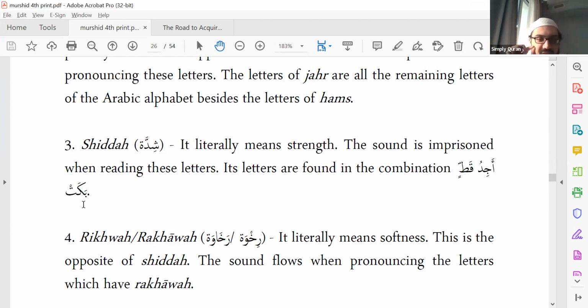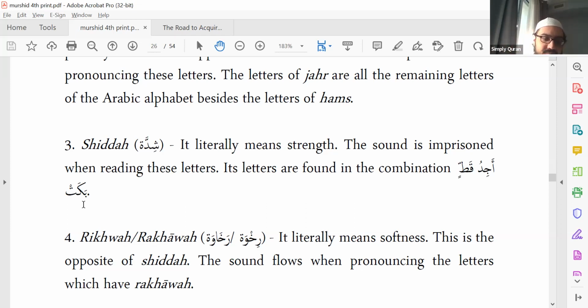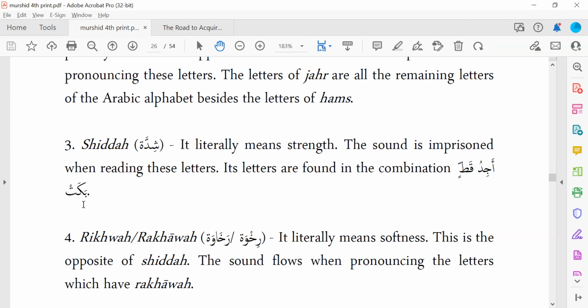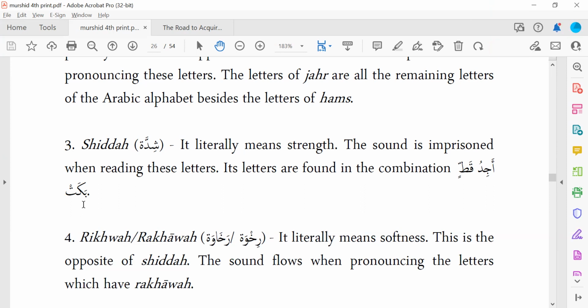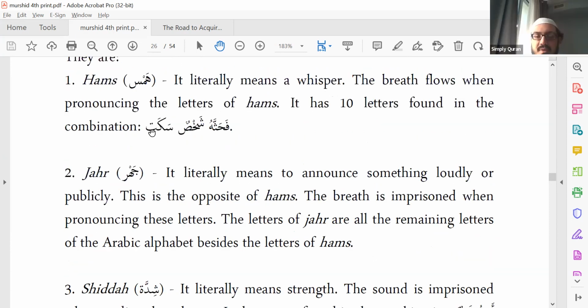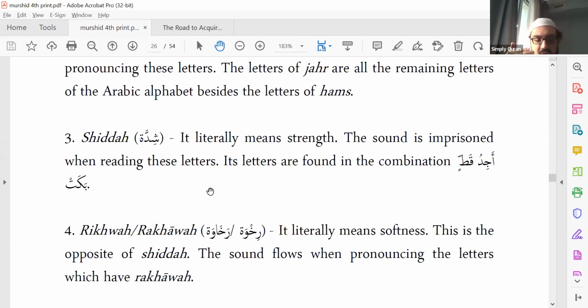You guys hear the little flow of breath afterwards? Ak. Yes or no? Okay, yes. So that breath flow afterwards, ak. There is a breath flow, yes or no? Yes. Obviously we know because it's the letter of hams, right? However, the sound stopped, okay? So the sound gets stopped and then it flows.